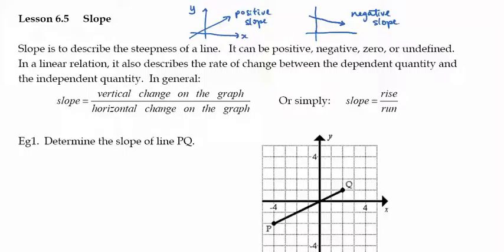Of course, there are times when you end up with zero slope and undefined slope, but we're going to take a look at those examples at a later time. For now, we are going to focus on positive slope and negative slope.